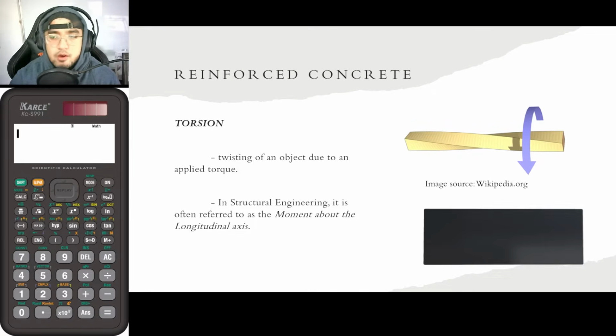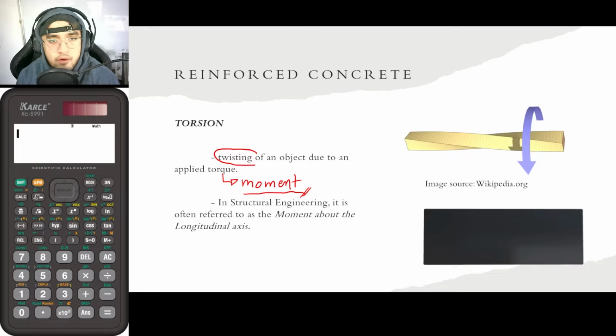So in today's video, we would be discussing the design of torsion reinforcement for reinforced concrete beams as per NSCP 2015 and ACI 318-14M. So when we say torsion, it basically means the twisting of an object due to an applied torque. And when we say torque, this is basically a moment. So from that, guys, when we say torsion, it is basically a moment that would cause twisting of an object.